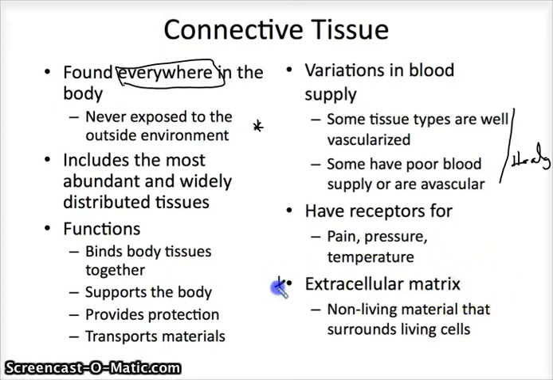This right here, extracellular matrix, is what really sets apart connective tissue from other tissues. And notice right here, it's a non-living material. So it's something that is outside and surrounding the cells that make up the tissue.